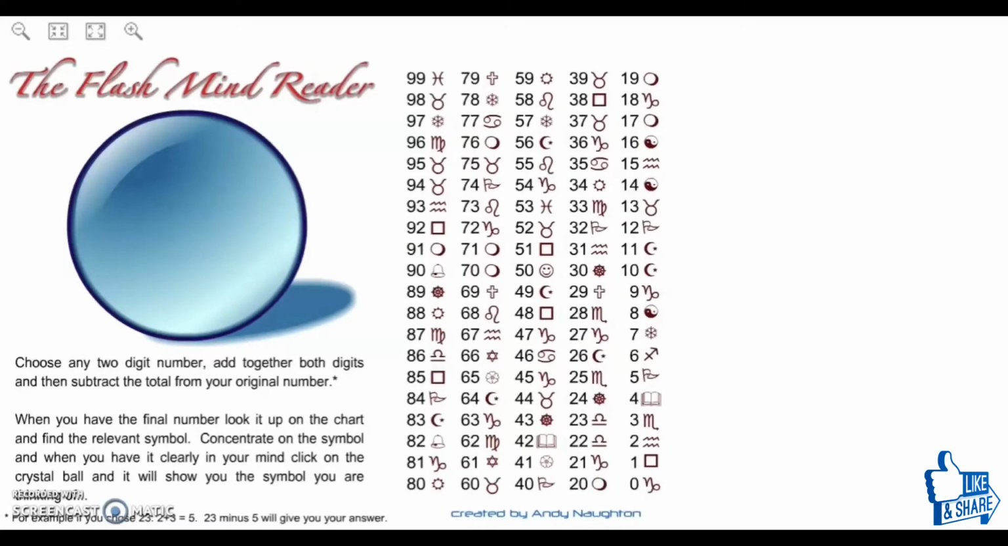Let us take the number 26. So 26 minus, 2 plus 6 is 8. 26 minus 8, the value is 18. See, where is the number 18? Yeah, here it is. You can see there is a number 18.